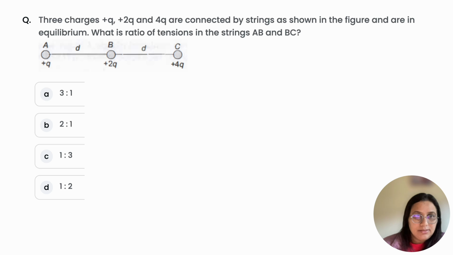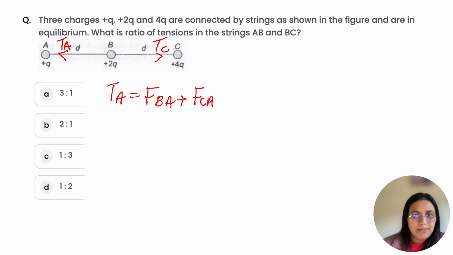So let us take it as the tensions acting between AB and AC in this particular direction. At this point, let's take it as A, and this particular direction is due to B and C. So you have to take the ratio of these two tensions. As you know, tension is nothing but the force itself. So tension at A, I can write it as the force due to B on A plus the force due to C on A.